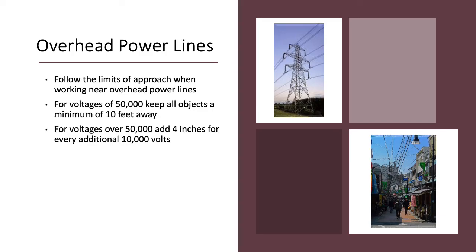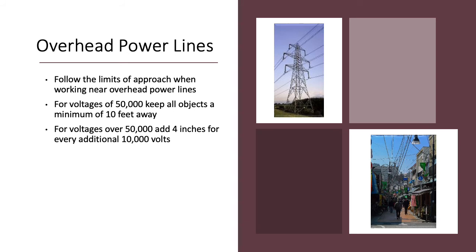Overhead power lines are another issue that we have to worry about. Essentially, for voltages of 50,000 volts or above, you want to keep everything at least 10 feet away. Typically, overhead power lines are anywhere from 20 to 50,000 volts, and for anything over 50,000, you add 4 inches for every additional 10,000 volts.